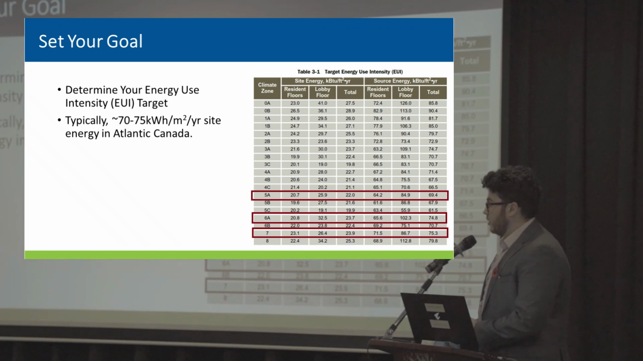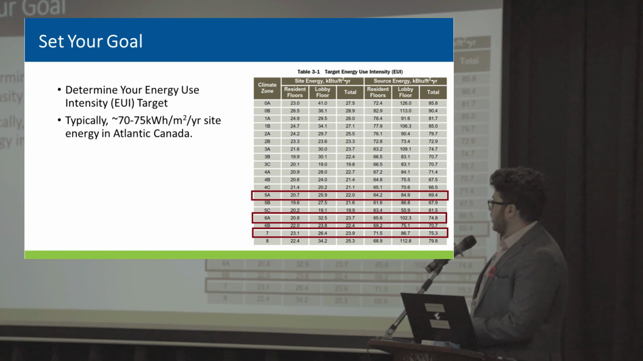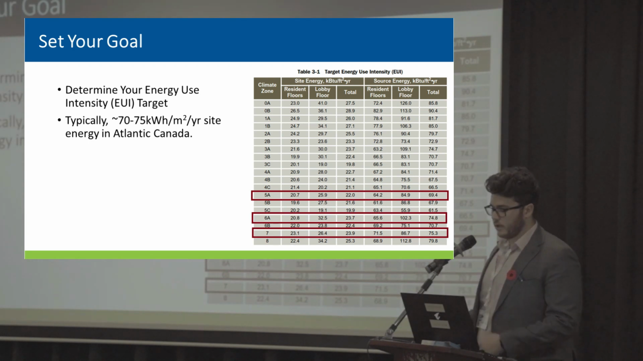So you want to determine your EUI first. In Atlantic Canada, we have 70 to 75 kilowatt hours per meter squared per year of EUI. We're in the 6A and 7 zone, and 5A, kind of three that we look at in Atlantic Canada.